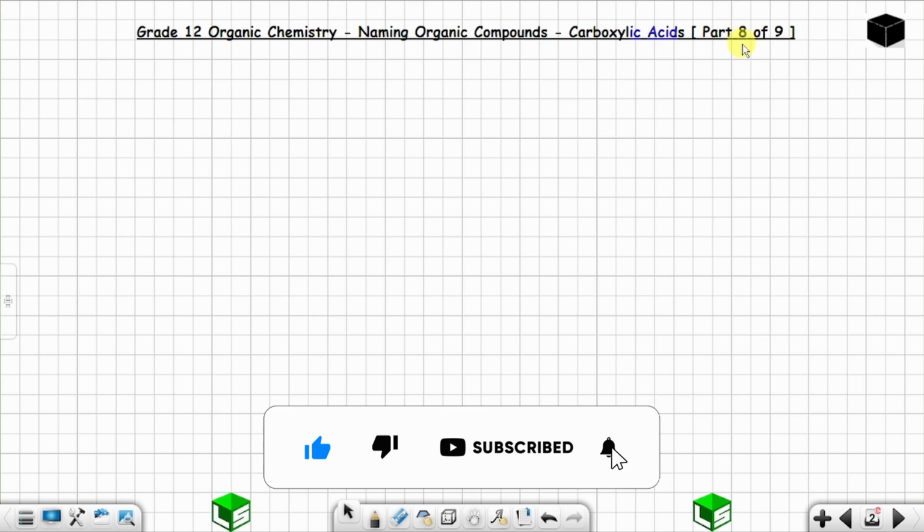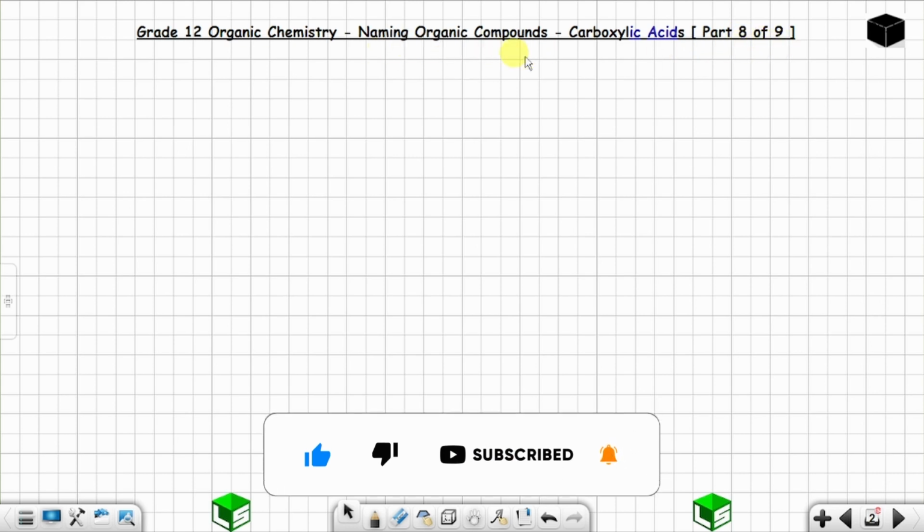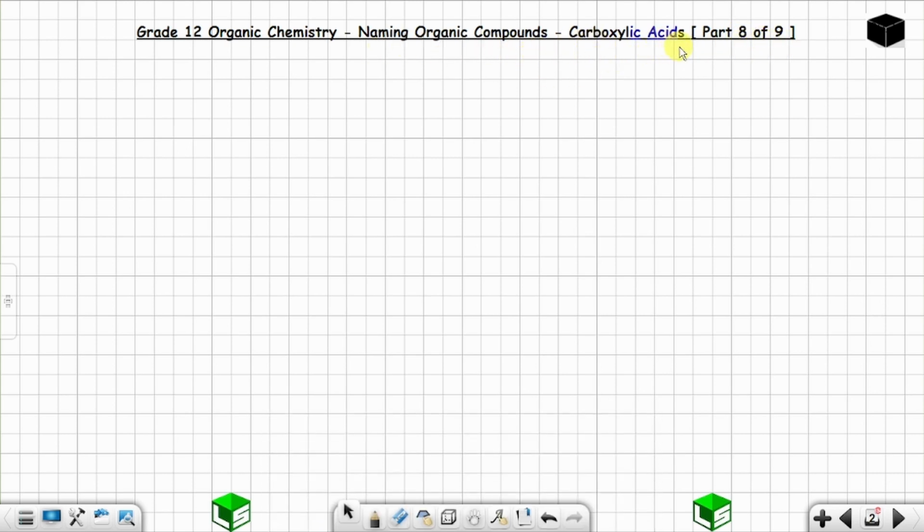Okay, part 8 of 9, we are going to name carboxylic acid. We're still on grade 12 organic chemistry. The functional group for carboxylic acid is a carboxyl group, or carboxy group. This is the carboxyl group, the functional group for carboxylic acid. You can see you have the carbonyl group and the hydroxyl group.